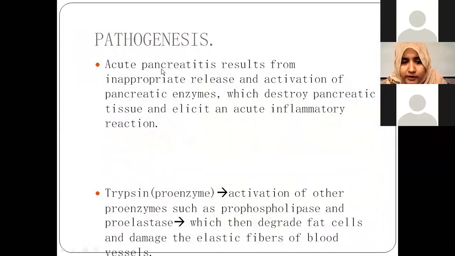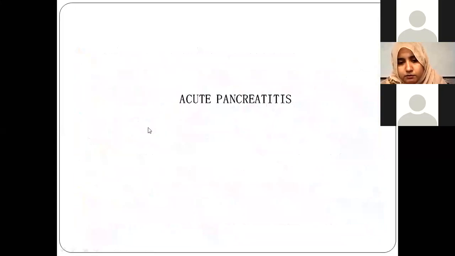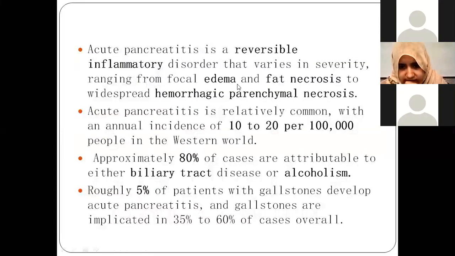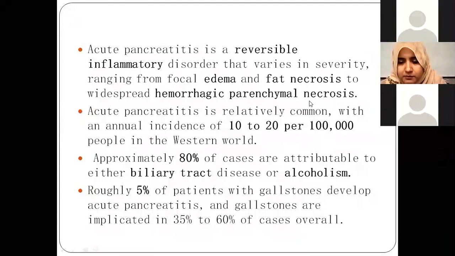Now, the pathogenesis: acute pancreatitis results from inappropriate release and activation of pancreatic enzymes, which destroy pancreatic tissue and elicit an acute inflammatory reaction. If you remember, in acute pancreatitis it's edema along with fat necrosis and hemorrhagic parenchymal necrosis. So fat necrosis shows that some enzymatic activity is happening here, okay? And hemorrhagic parenchymal necrosis also shows that something is damaging the parenchyma here, okay?